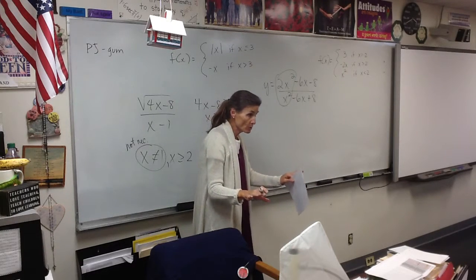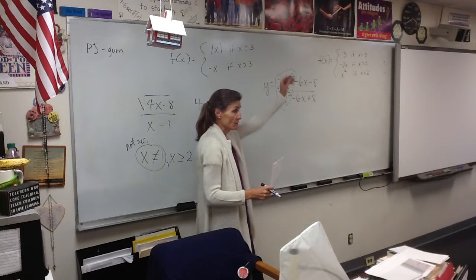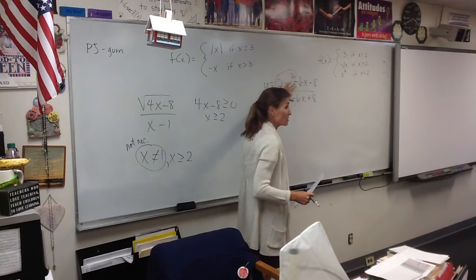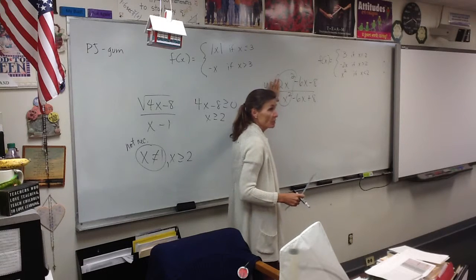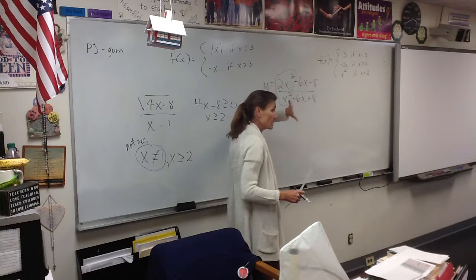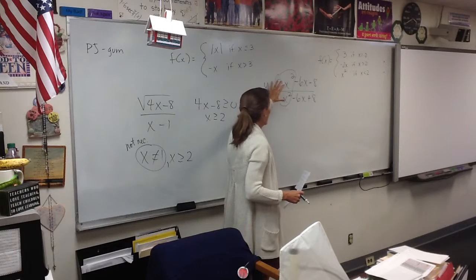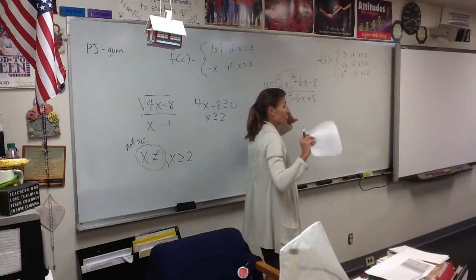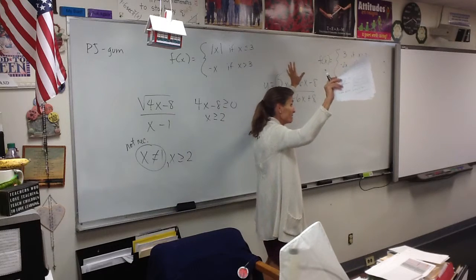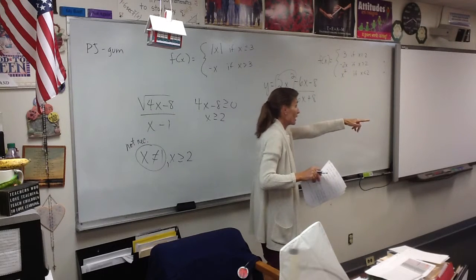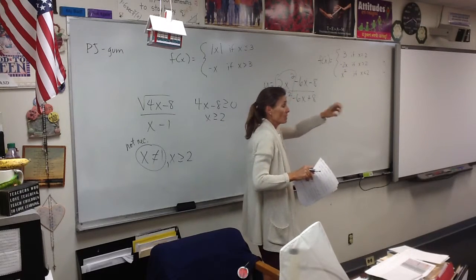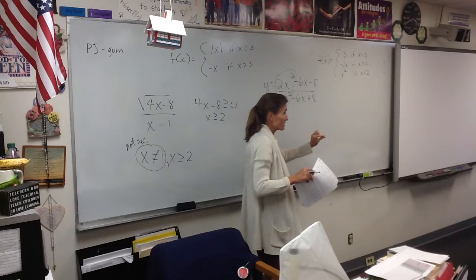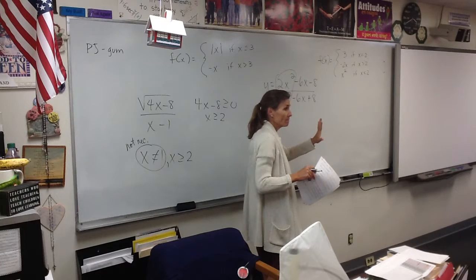Let's review those rules again for horizontal asymptotes. If the powers match, then that ratio is your horizontal asymptote, period. What if the power on top is bigger? If the power on top is bigger, then no horizontal asymptote. What if the power on the bottom is bigger? The asymptote's at 0. Okay?